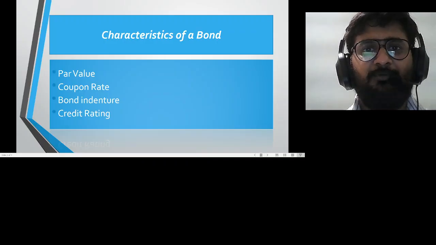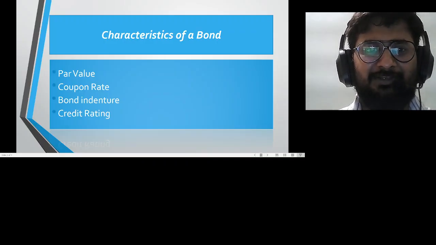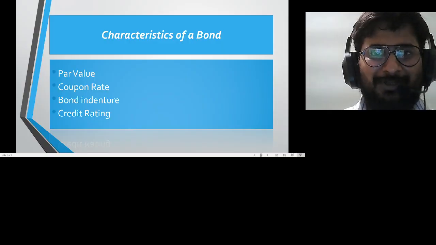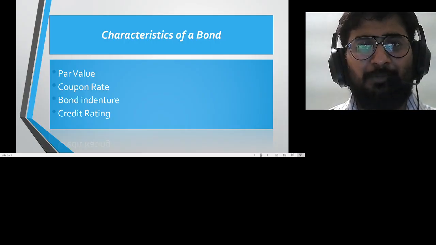First of all, what is a bond? In India, we commonly call them debentures. So now you can correlate a little bit, right? What are the characteristics of a bond?